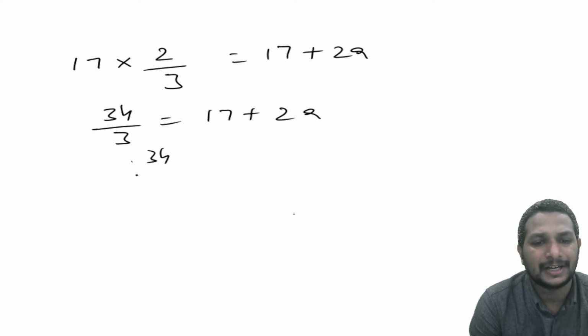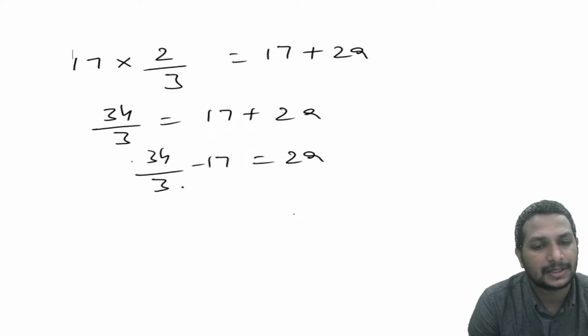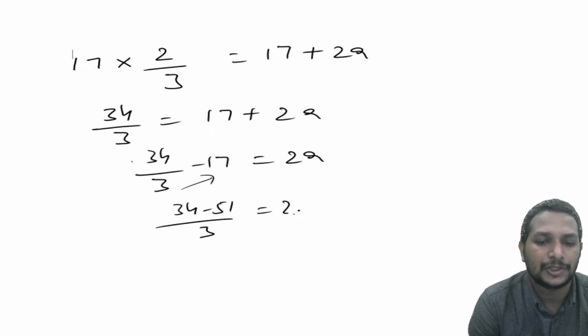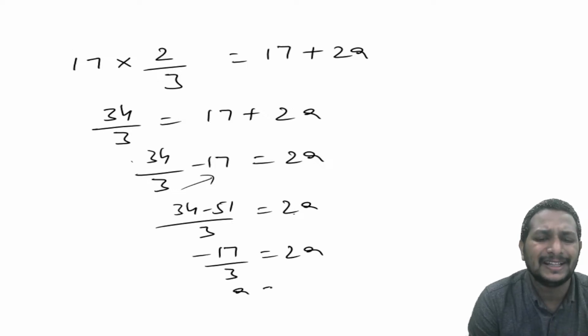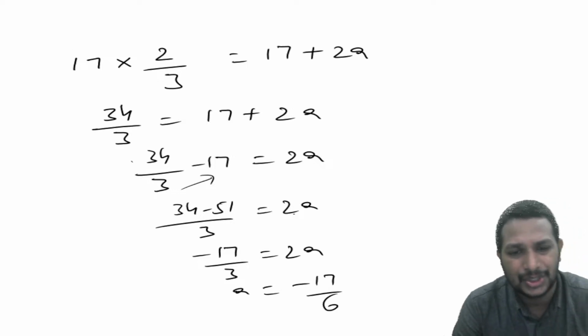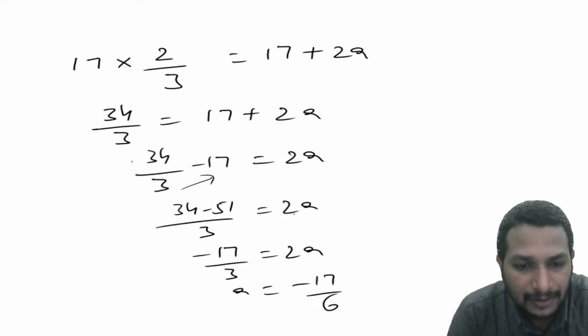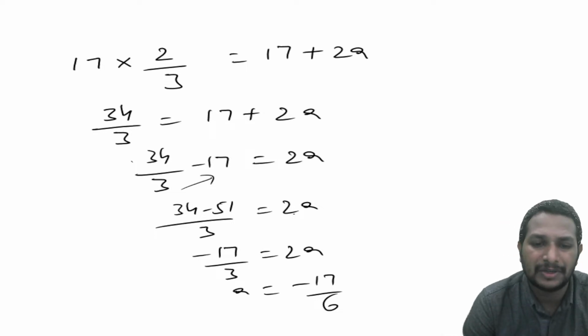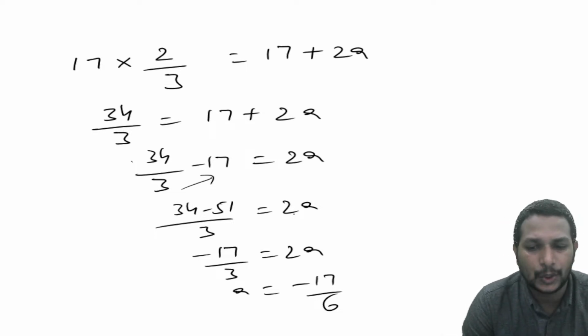The like terms, 34 by 3 minus 17 equals a. 34 minus 51 by 3 equals a. Nothing but minus 17 by 3 equals 2a. We are getting the value of a as minus 17 by 6. It's not in the options, okay? Option is not exactly a correct one. According to simplification, we are not getting the answer. Let's go to the next question now.